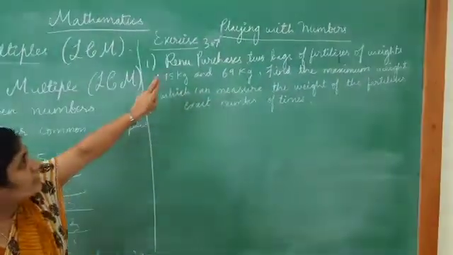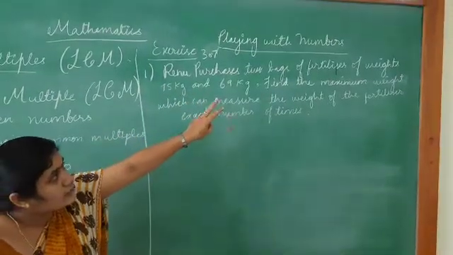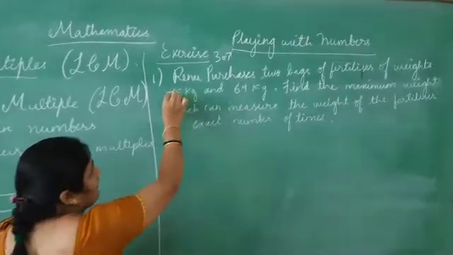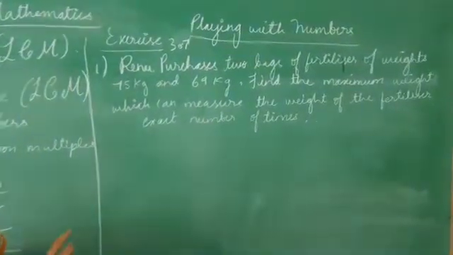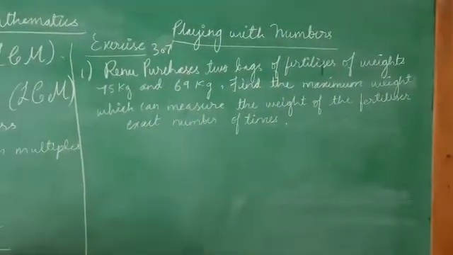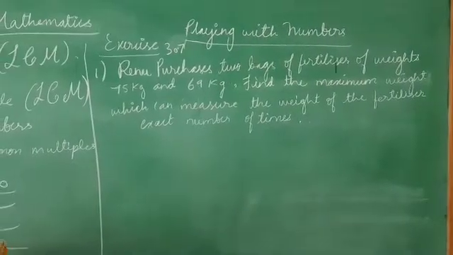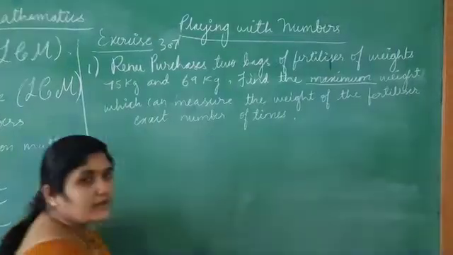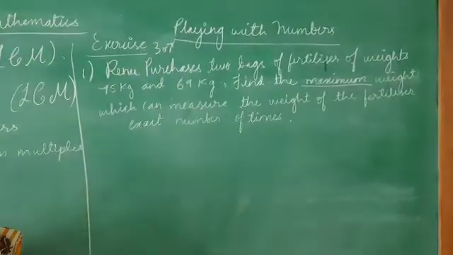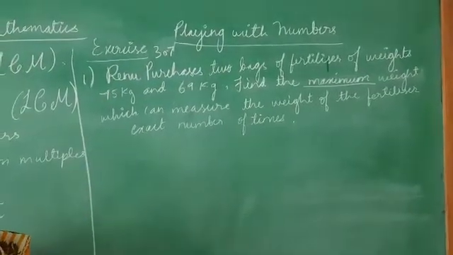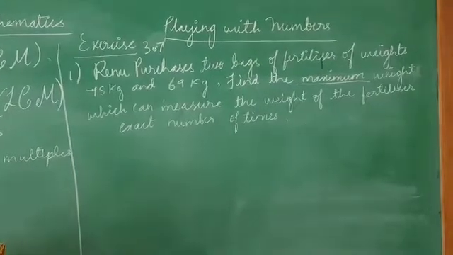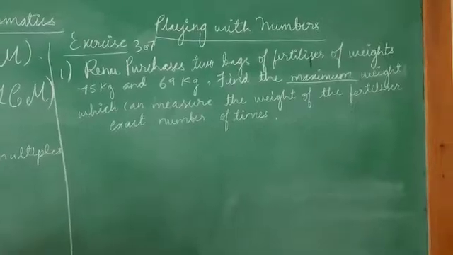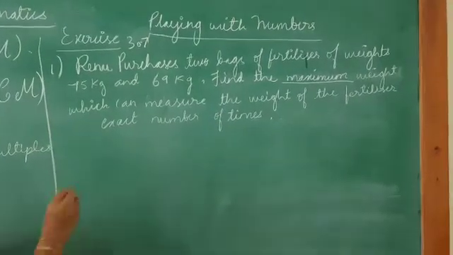First question. Renu purchases 2 bags of fertilizer of weight 75 kg and 69 kg. Find the maximum weight which can measure the weight of the fertilizer an exact number of times. As per the question, it is given maximum weight. That means you should go for HCF. Always keep in mind, if maximum is asked, maximum length, maximum weight, those terms mean HCF. If minimum is asked, those mean LCM.